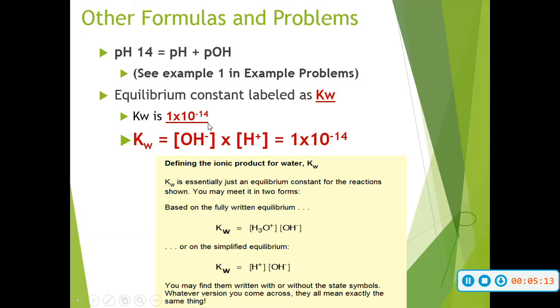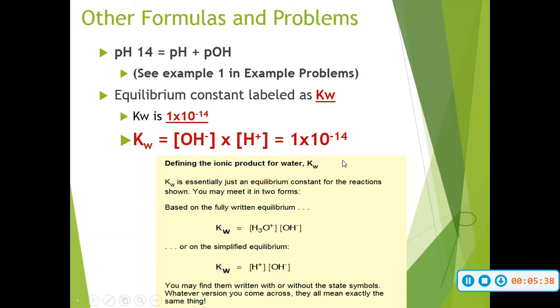Okay, so again, the equilibrium constant labeled as Kw, or the constant of water, is 1 times 10 to the negative 14. So again, if you have your hydroxide ion concentration and multiply that by your hydrogen ion concentration, it should equal 1 times 10 to the negative 14th power.